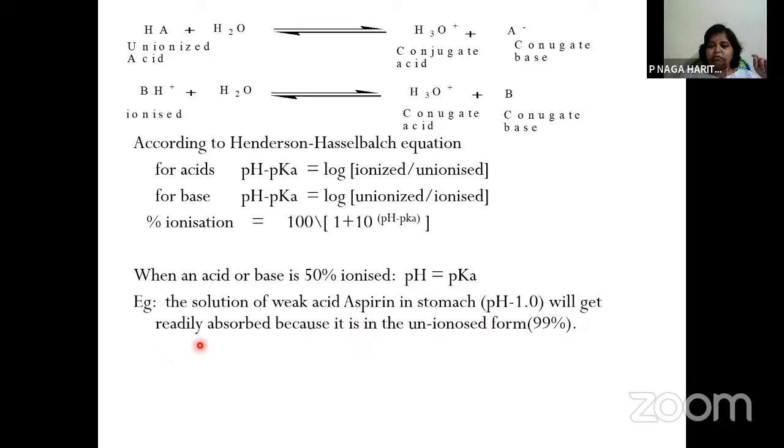So the solution of weak acid aspirin in the stomach will get readily absorbed because it is in the unionized form. 99% of the drug is present in the unionized form. So it can be easily absorbed from the stomach, whose pH is in the acidic range itself. So always remember that if the drug is in an ionized state, the solubility will be easier. And if the drug is in an unionized state, the permeation will be easier for the drug.